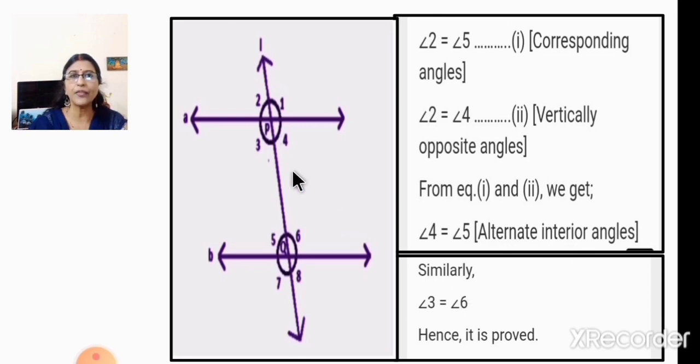Similarly, we can prove angle 3 is also equal to angle 6. So hence it is proved. We can say that alternate interior angles are equal when two lines are parallel and it is cut by a transversal.